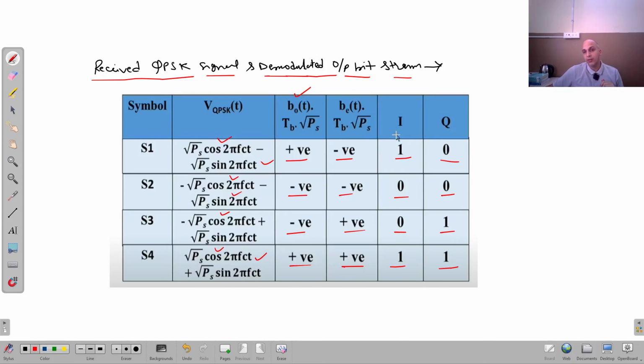So in this way, we can recover the in phase and quadrature phase bits, and then these two bits are joined together with the help of a parallel to series converter. So this is the way of recovering the QPSK signal.